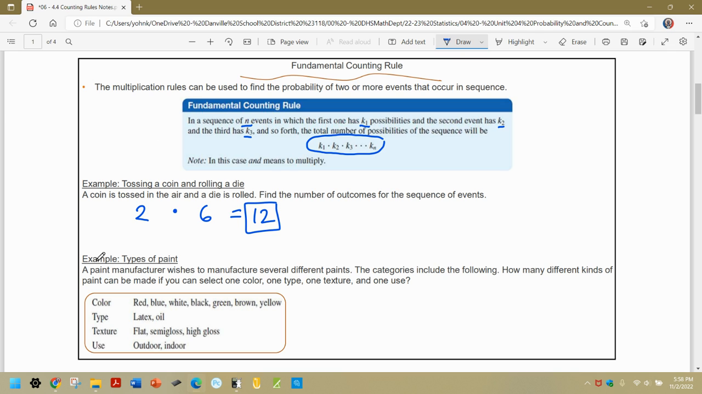All right, this one's about paint. A paint manufacturer wishes to manufacture several different paints. The categories include the following: how many different kinds of paint can be made if you can select one color, one type, one texture, and one use?